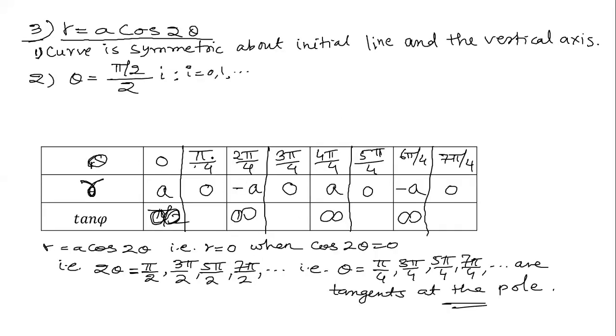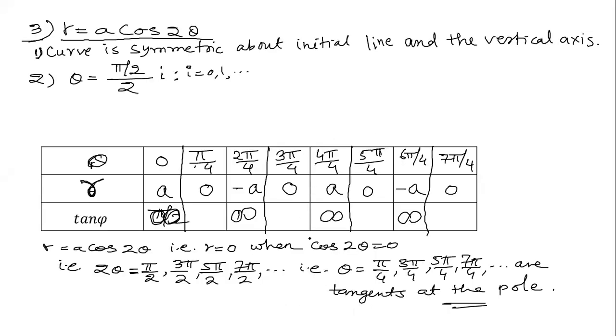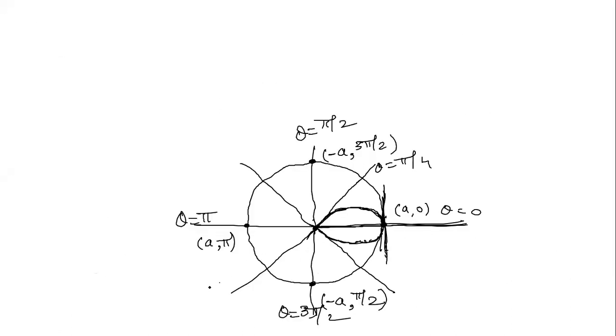After that, see, theta equal to 2 pi by 4, r equal to minus a, means theta equal to pi by 2 and r equal to minus a in opposite direction. Again, here theta equal to 5 pi by 4 is going to be tangent at origin. So it will be like this, and phi is 90 degrees. It will be coming like this.